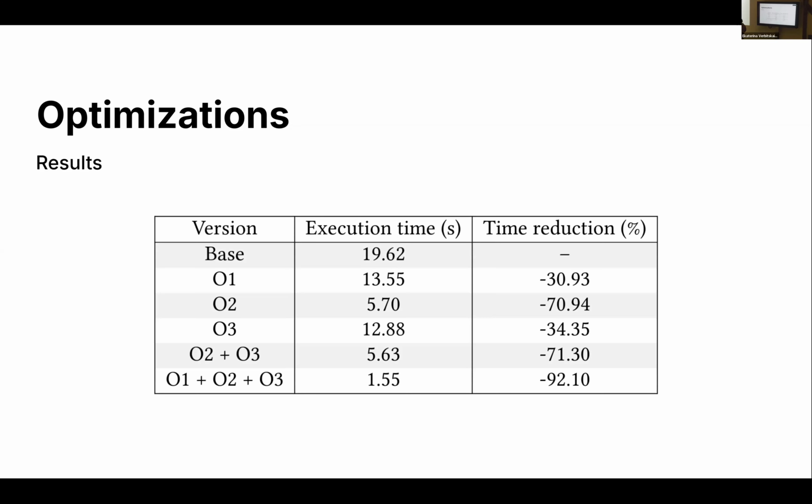And what about the results of these optimizations? The first optimization, I will remind you, is about the reduction of pairs for checking when finding a unifying substitution. So the time reduction is quite good: 31%.